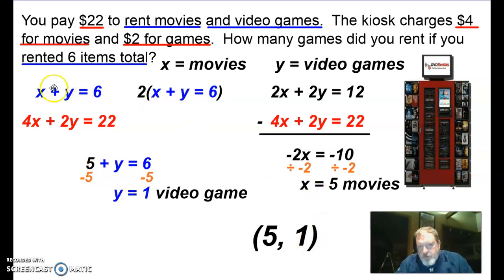So again, you could have solved this for x or y and plugged it in. I think it's easier to do elimination, so that's why I multiplied. And then we can solve for x and then plug it in for y.